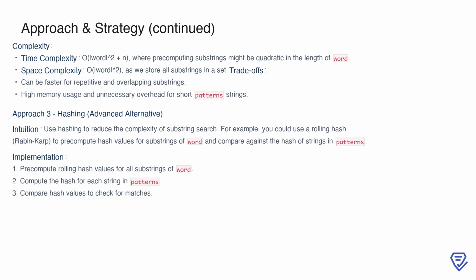Alternatively, a more advanced technique like hashing can be considered. By using a rolling hash algorithm, such as Rabin-Karp, we can pre-compute hash values for substrings of word and compare them against hashed values of patterns. This reduces the complexity of the substring search but introduces additional challenges in terms of implementation and collision handling.